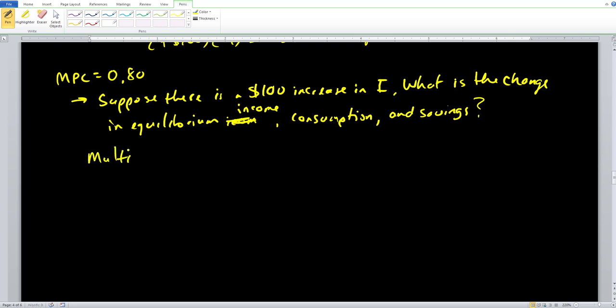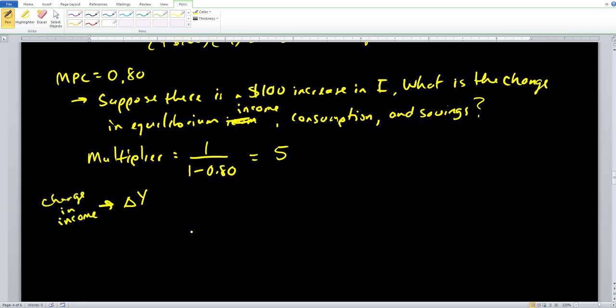So multiplier, once again, is 1 over 1 minus MPC. Our MPC is 0.8 this time. And when we solve this out, our multiplier is equal to 5. So any new spending change that we have is going to get multiplied 5 times that amount. So what is the change in our income going to be? Remember, change in income.